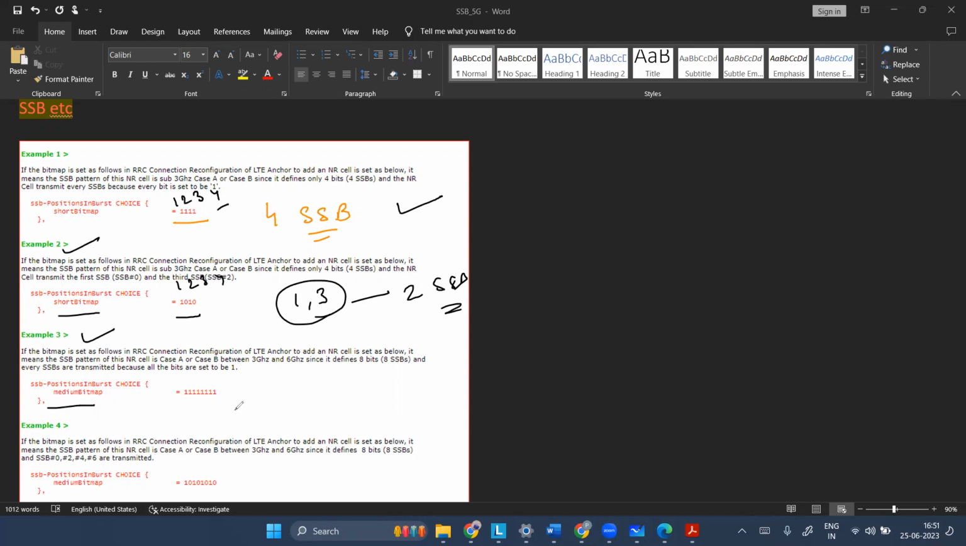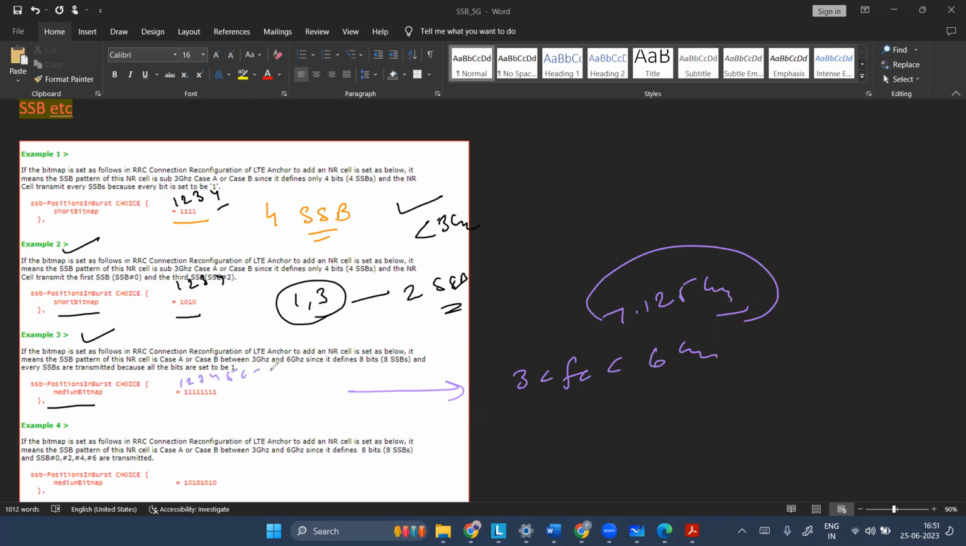Example 3 is a medium bitmap, that is for 8 SSBs. The short bitmap is basically for less than 3 gigahertz, and this one is basically for 3 to 6 gigahertz, or you can also assume 7.125 gigahertz. So these are 8 SSBs: 1, 2, 3, 4, 5, 6, 7, 8. All are 1, which means all are transmitted. And then we have example 4.